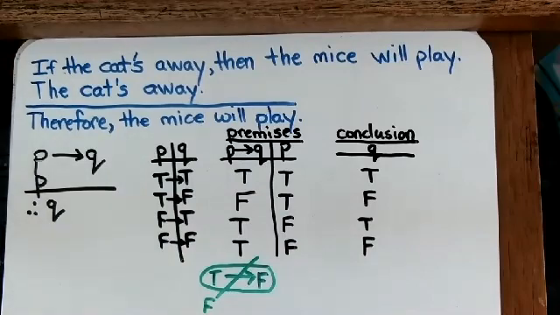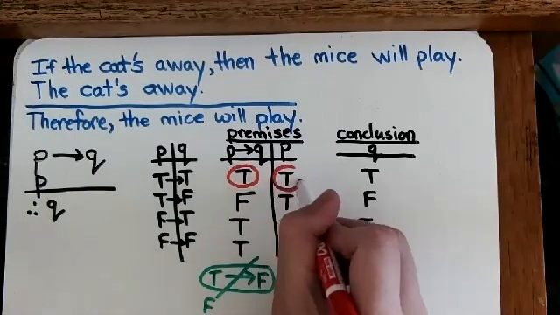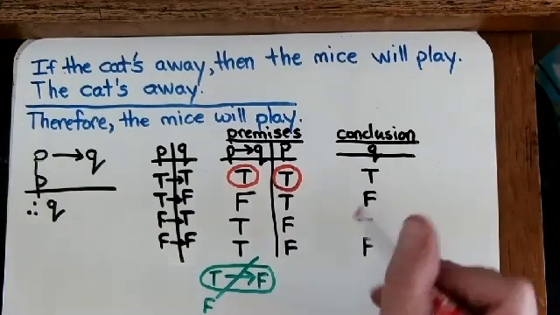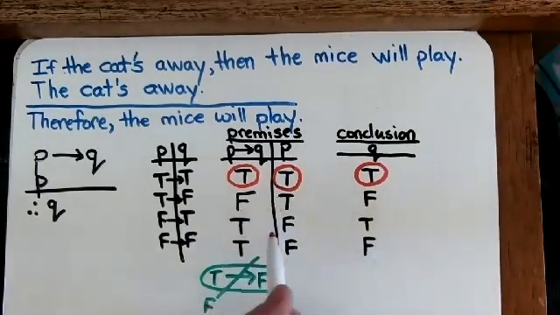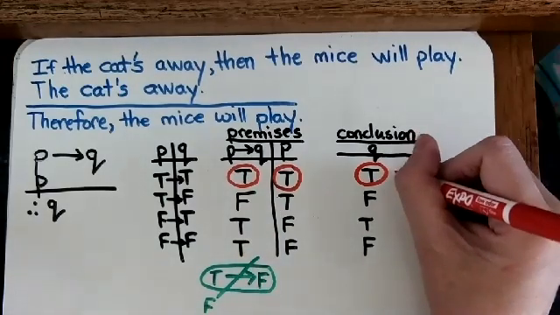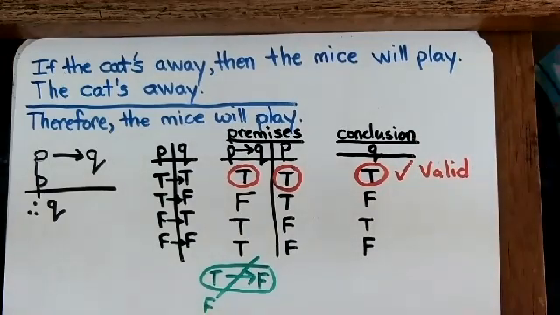Now, what we want to do is look at whenever both premises are true. So here we have both premises true, and then the conclusion is also true. This is the only time both premises are true, and we in fact have a valid argument. This is a commonly known valid argument, and it's called the Law of Detachment.